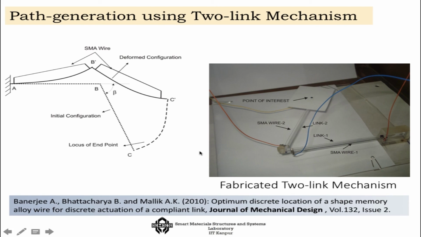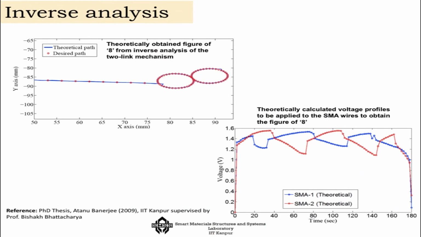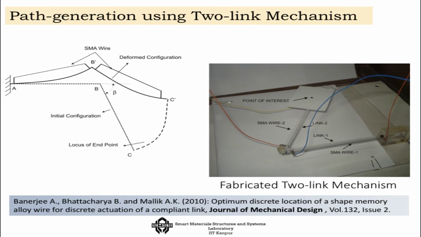Now you can generate many different types of shapes with it. Here, for example, you can see a figure of 8 generated by using the shape memory alloy based 2-link mechanism. In fact, one can find out through simulation what kind of current will generate it, and you can feed that same current loop into a system like this.